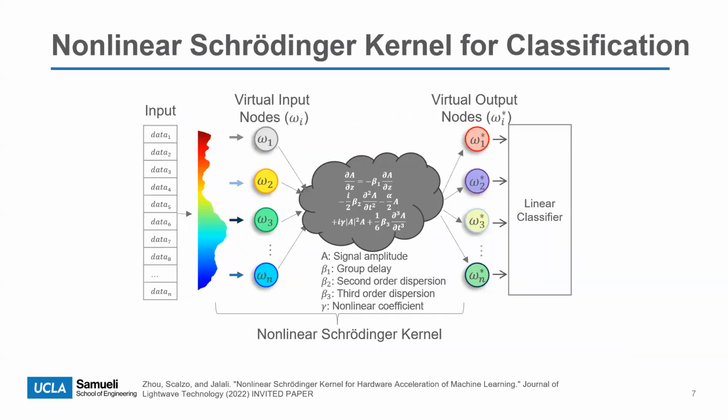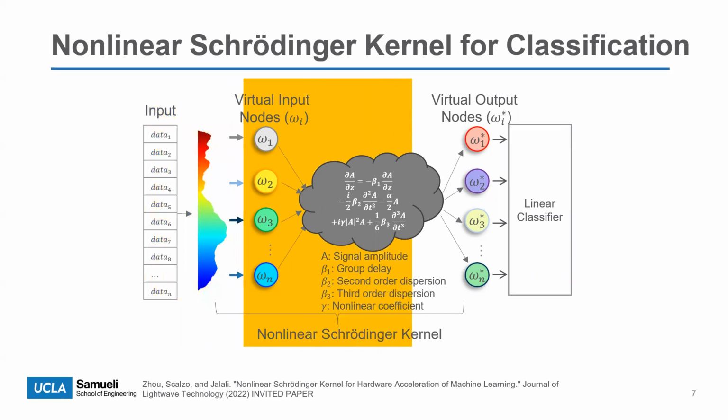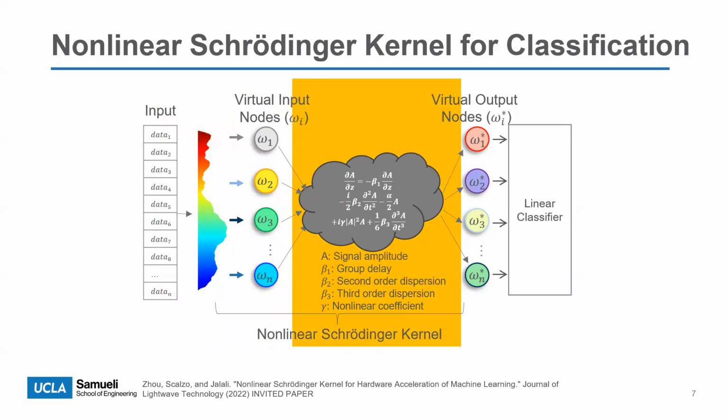Here's an illustration of the nonlinear Schrödinger kernel. This technology uses nonlinear Kerr effect in an optical component, which reshapes the spectrum of a femtosecond laser pulse, performing complex transformation. In the start, we map the input data, shown here as the 1D vector, onto the broad spectrum of a femtosecond laser pulse, with each entry assigned to a virtual input node. This rainbow is basically the encoded femtosecond laser. It is sent into a nonlinear optical element where the complex nonlinear process governed by the nonlinear Schrödinger equation transforms the input data while reshaping the optical spectrum.